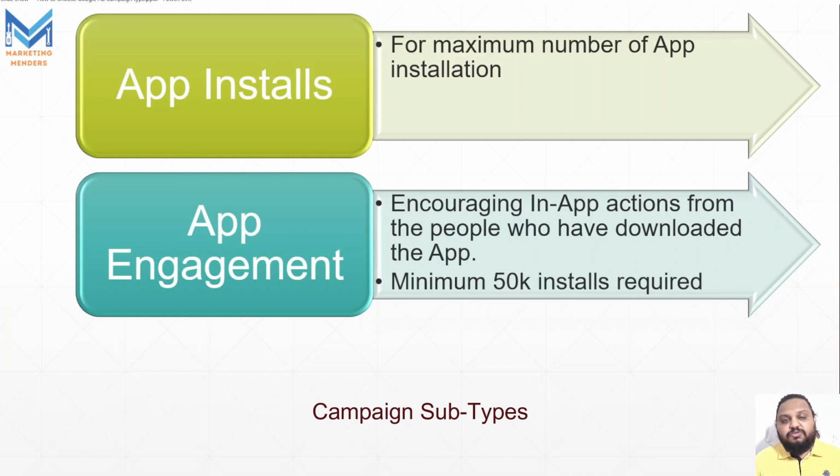Previously, this was only 10,000 installs. Post-COVID, due to the rise in time people spend on digital gadgets and digital platforms, Google has increased the limit from 10,000 to 50,000 installations, and then you will be able to run the app engagement campaign.